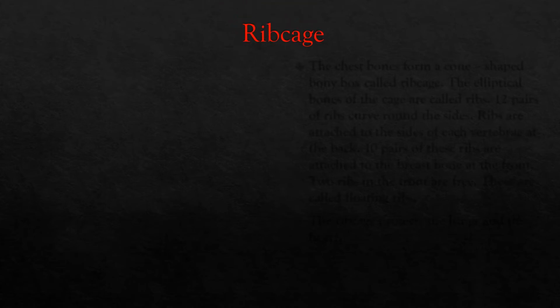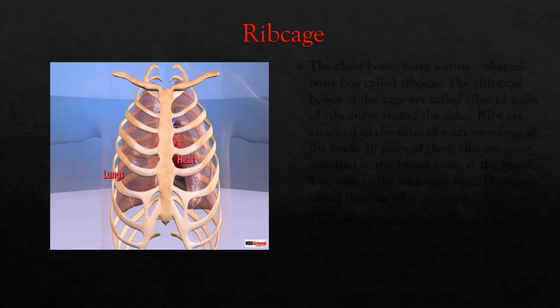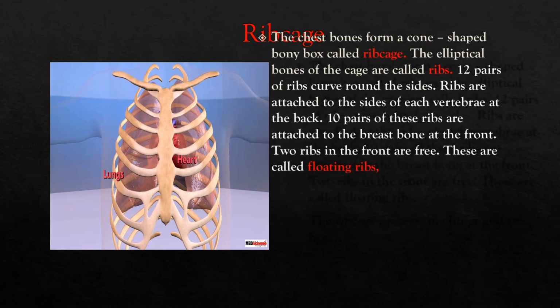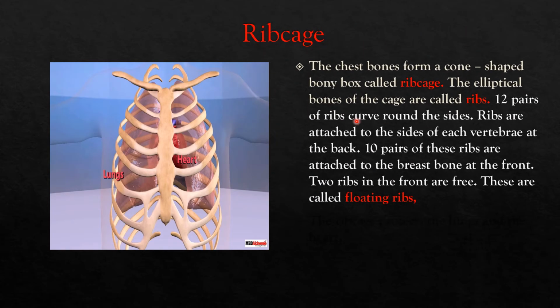Now we have the rib cage. This is how the rib cage looks. The chest bones form a cone-shaped bony box called the rib cage. The elliptical bones of the cage are called ribs. Elliptical means curved and compact. There are 12 pairs of ribs which curve round the sides. Here you can see they're curving round the sides.